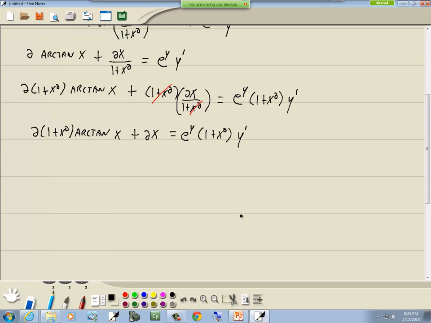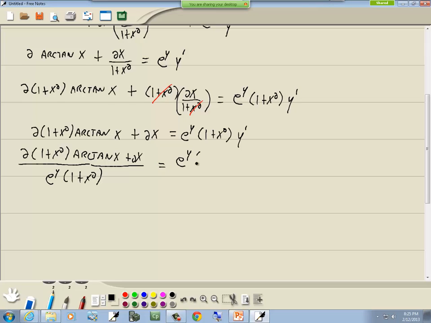Now our goal is to get the y prime by itself, so I'm going to divide both sides by what's in front of our y prime. So we're going to divide both sides by e to the y over 1 plus x squared. And do the same thing over here. Now on the right side, when I do that, my e to the y is going to cancel. My 1 plus x squareds will cancel. And I get y prime is equal to this over here.